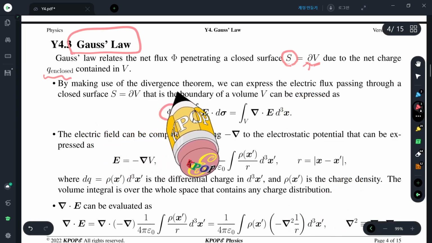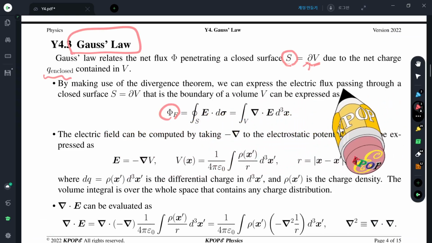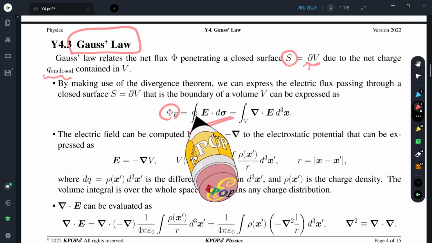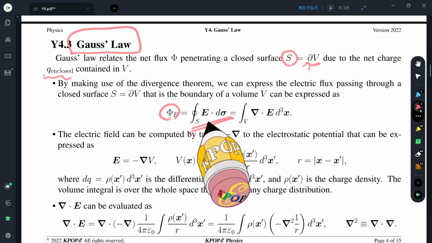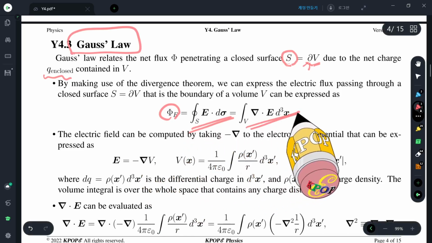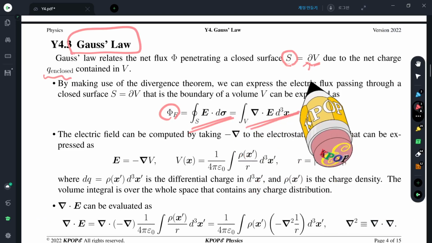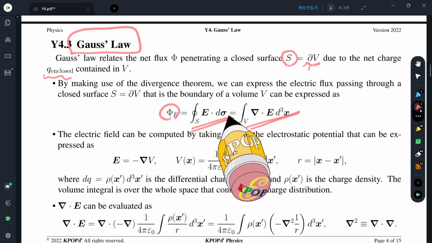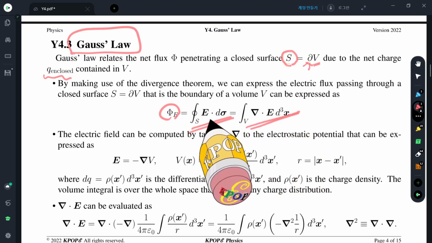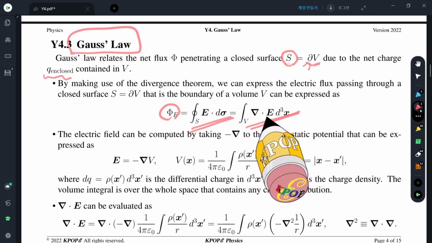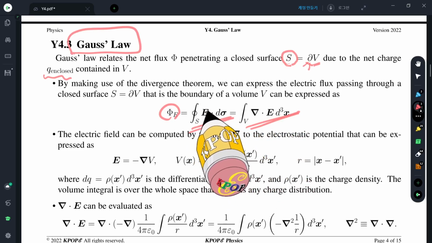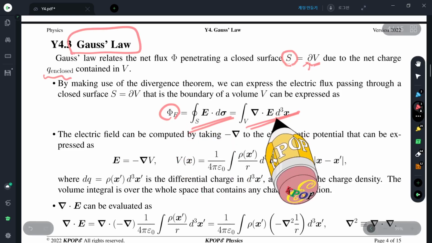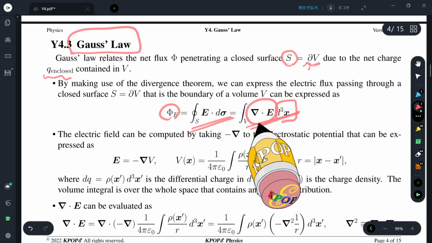By making use of the divergence theorem, we can express the electric flux. Electric flux is a surface integral, but we know how to convert this into a volume integral. This is a mathematical identity we have proved, and later we will consider it again in this semester. But anyway, right now, forget about the details of the derivation. Just copy the result for this identity. The electric field flux integrated over a closed path is nothing but the volume integral of the divergence.